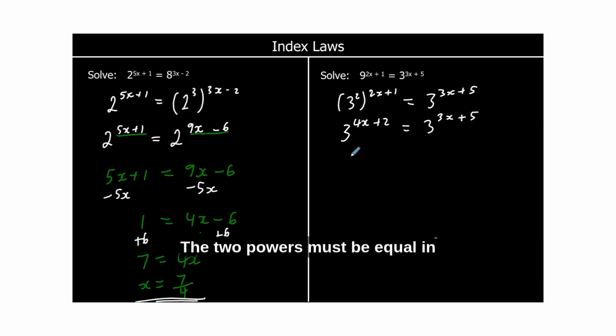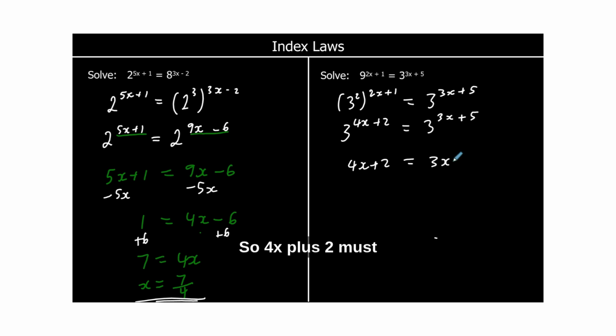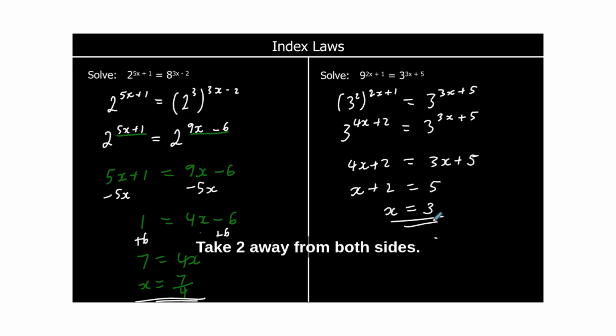plus 5. The two powers must be equal in order for this equation to be equal. So 4x plus 2 must be equal to 3x plus 5. Take 3x away from both sides. x plus 2 is 5. Take 2 away from both sides. x is 3.